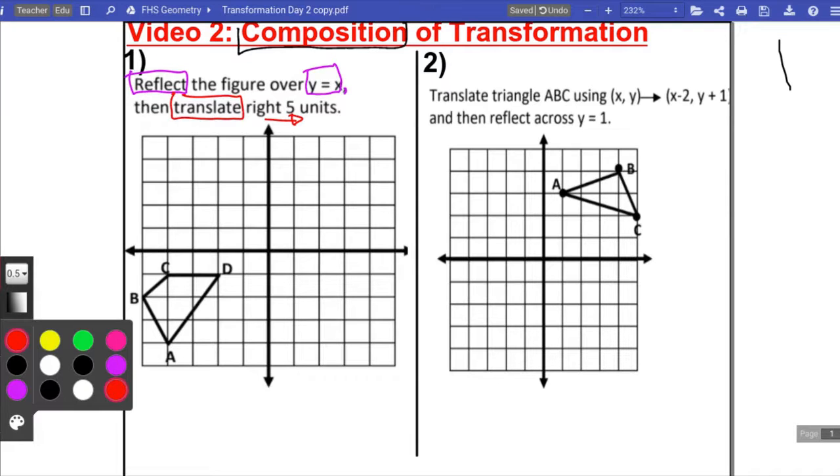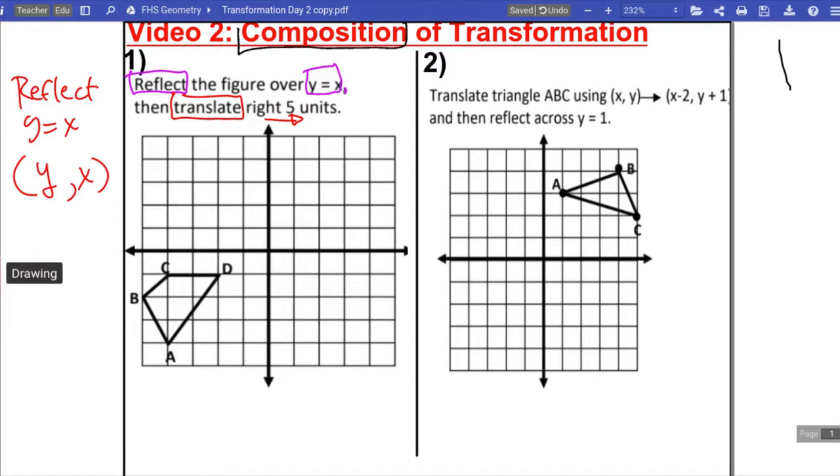So reflection. When you're reflecting over y equals x, let's write the rule. You can look at your notes. Your notes will tell you to switch the letters. Done deal, right? So let's do this thing.